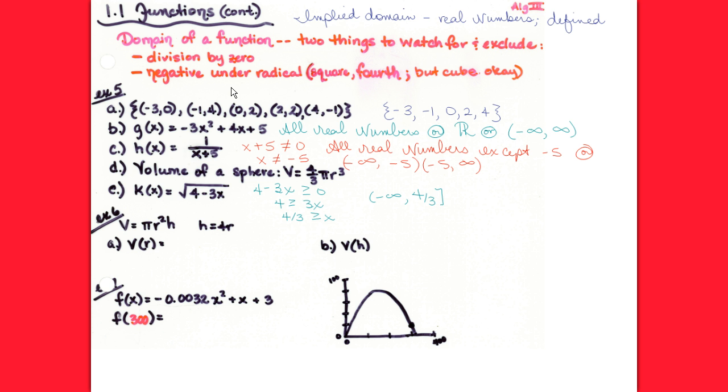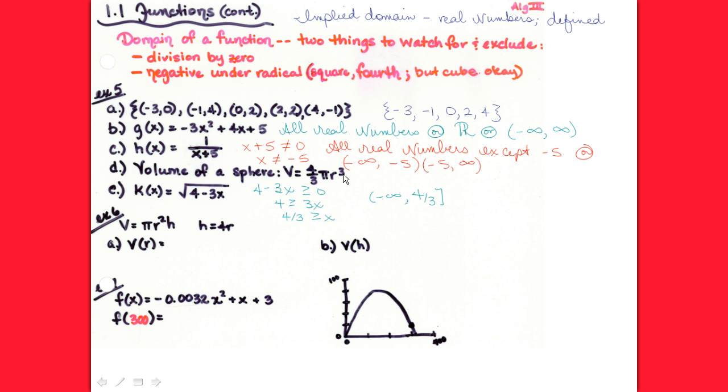There are situations when you're working in a real world setting, or maybe a word problem, where there are restrictions on the problem itself that will restrict your domain. And D is a good example of that, because D is the volume of a sphere. So we have the volume of a sphere, V is equal to 4/3 pi r cubed.